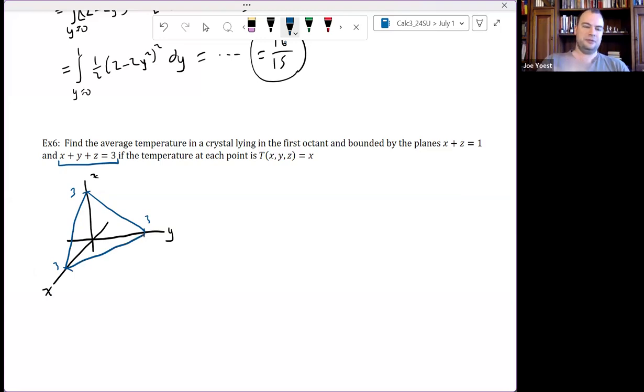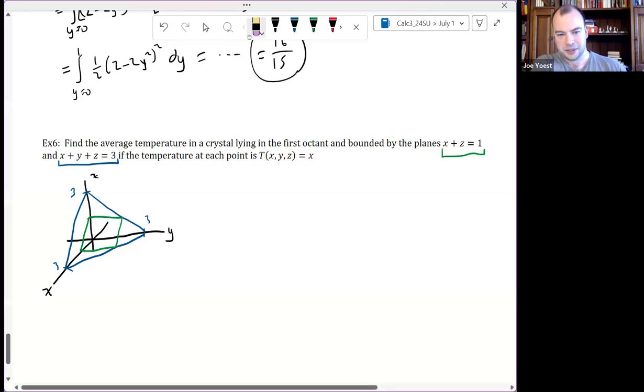So this little chunk of that plane in the first octant is going to represent one of the boundaries of this crystal structure. And then x plus z equals 1. Well, that doesn't care about y. So if y is 0, I'm in the xz plane. X plus z equals 1 goes from 1 to 1. And then we just copy this along the y-axis. Like this.